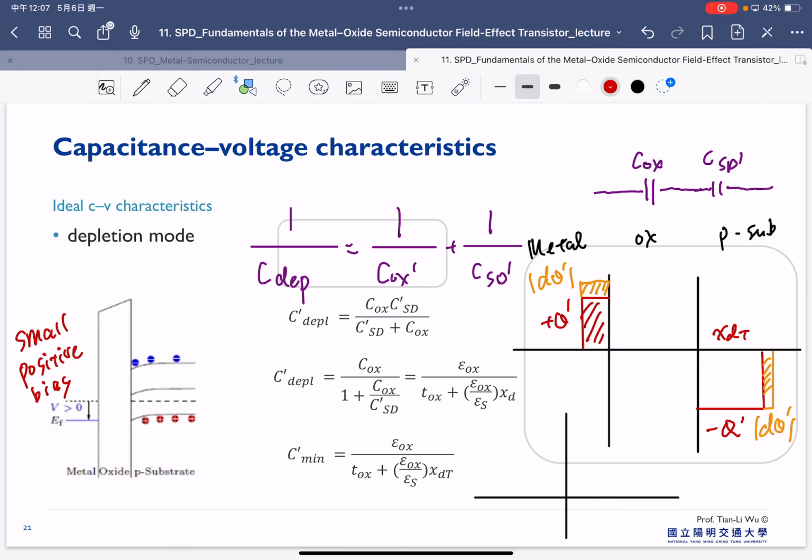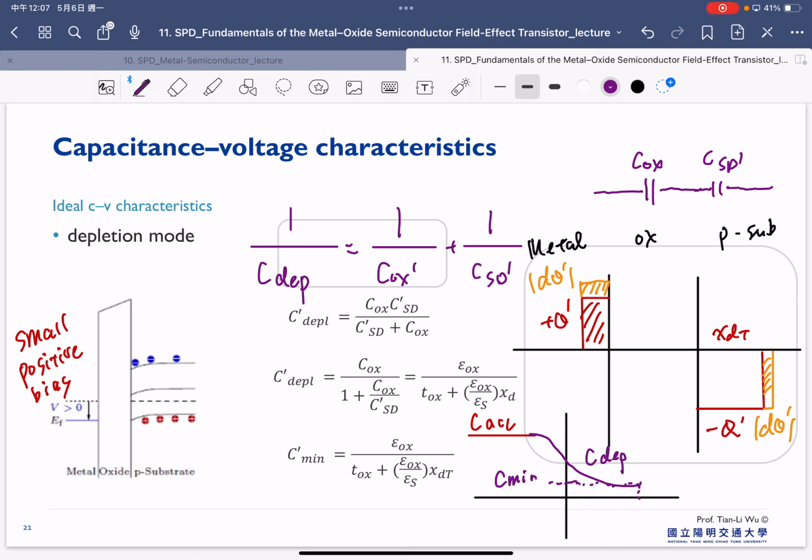In the previous one, we have already shown this is our C_ACC, the accumulation capacitance. But because right now it's the depletion mode, we have the two capacitances in series. That means our capacitance is reduced. It will become like this. So that's our C depletion, and it will reduce until one minimum. That's our C_min here.